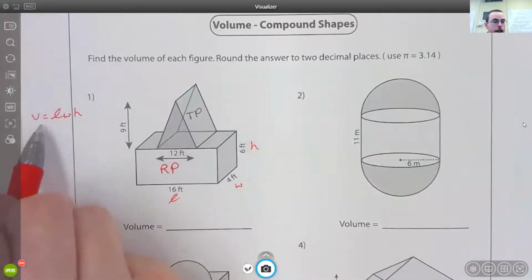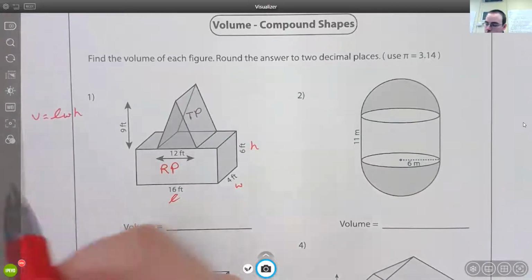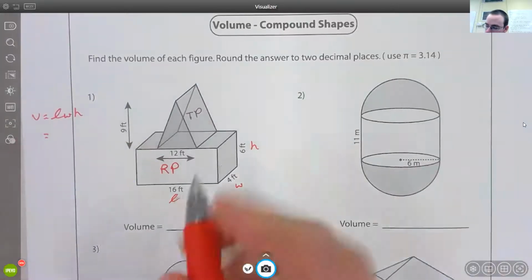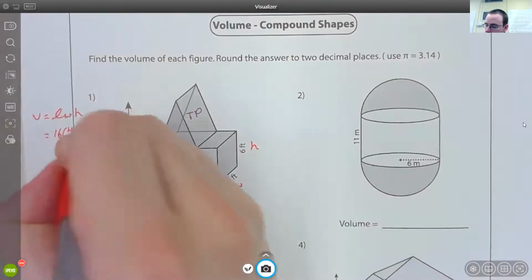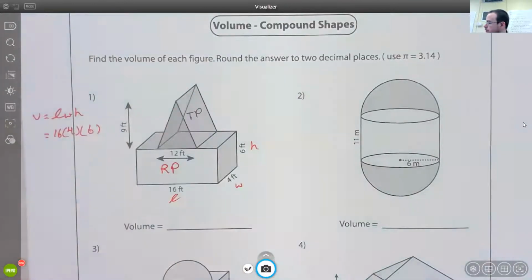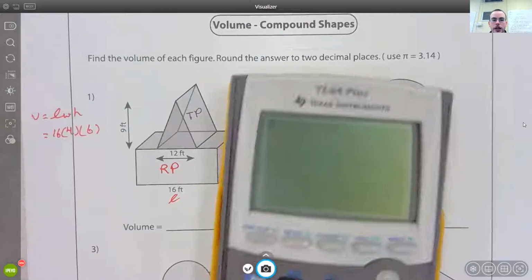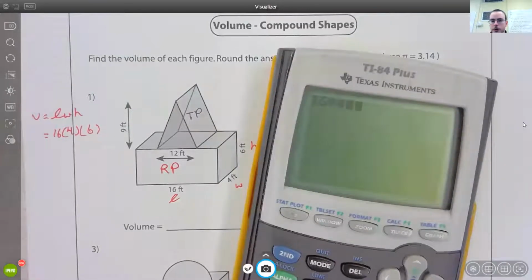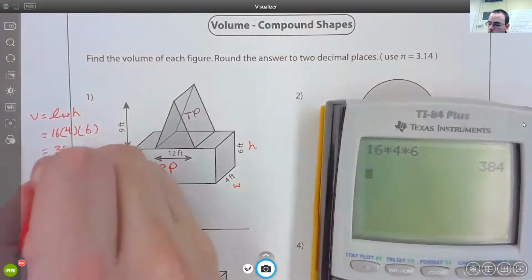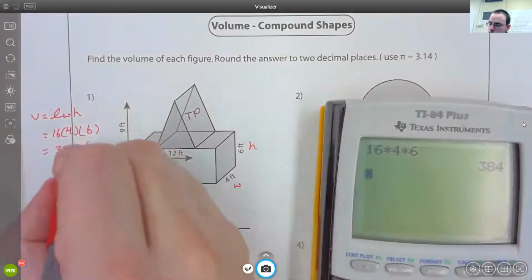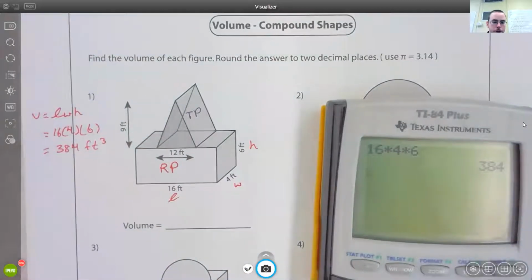So V equals length times width times height. We take 16 times 4 times 6, and we get 384 feet cubed for the volume of the rectangular prism. Now we have one last shape to find, the triangular prism.